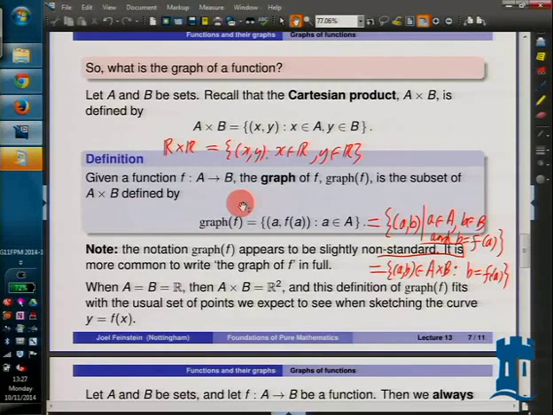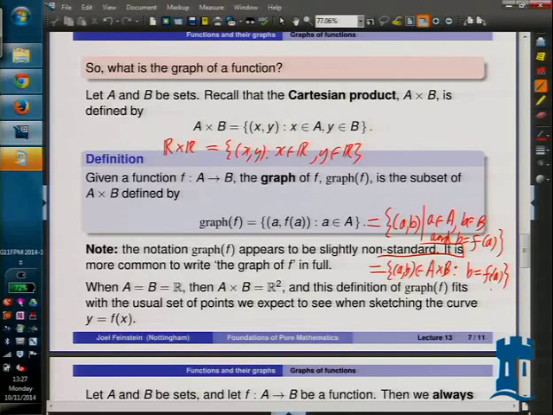Okay, so when A and B are R, like we had before, then we're talking R cross R, and this notion of graph fits with what we had before. It's a set of points when you sketch the curve y equals f of x. As I said, it doesn't matter whether you use A and B or x and y, they're dummy variables.